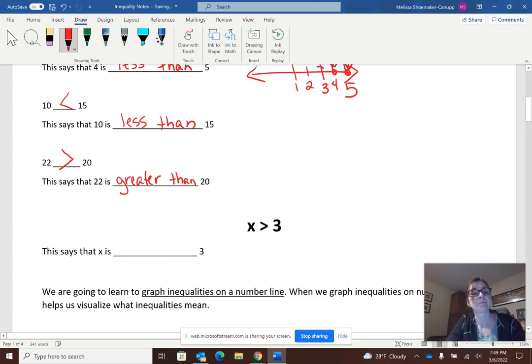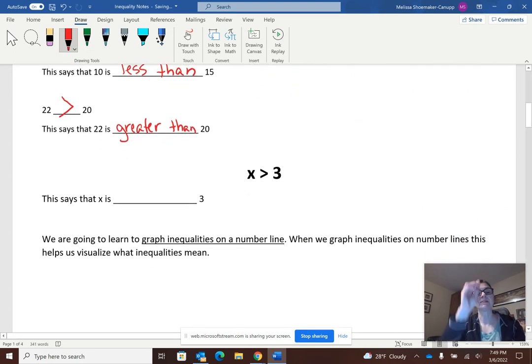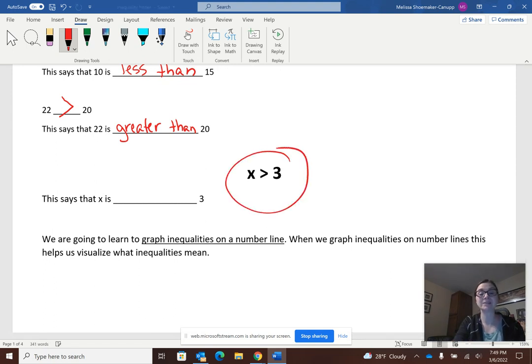Okay. Let's move on. This says that x is greater than 3. So now we have to look at this and be able to read it and understand what it is saying. Because remember, we're in 6th grade. We're working with variables, those letters that stand for numbers. So we have a whole other layer of this that we have to be thinking about.